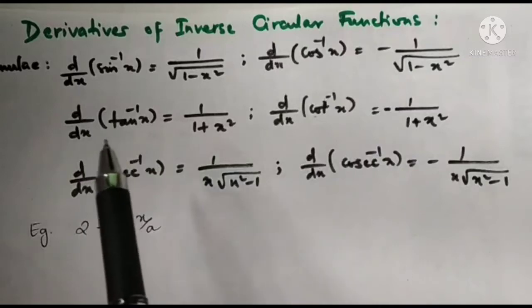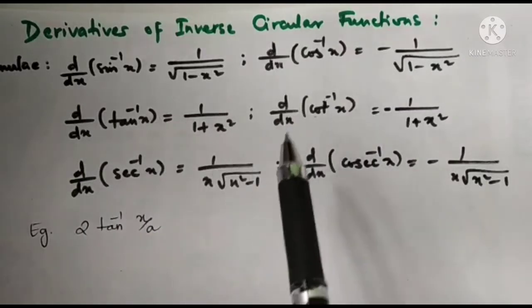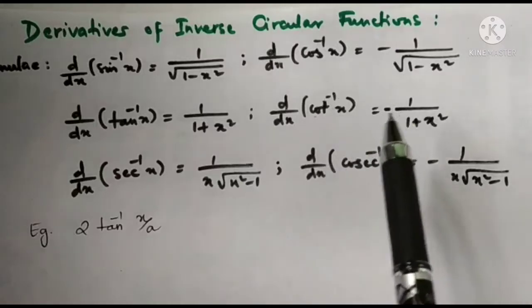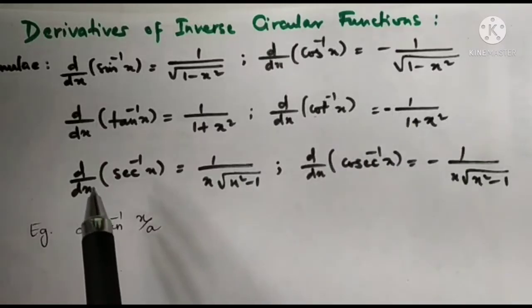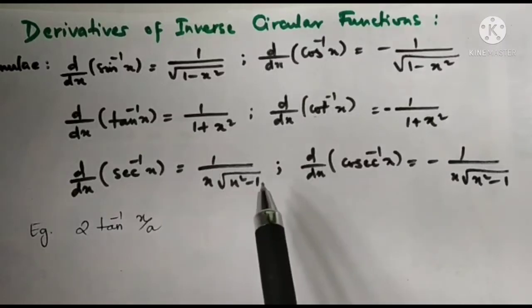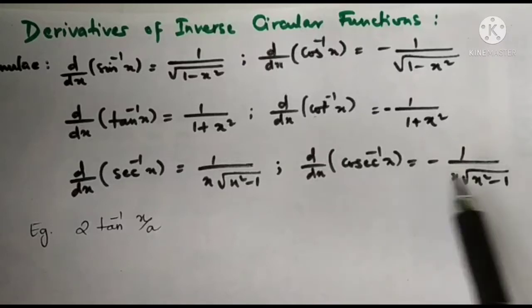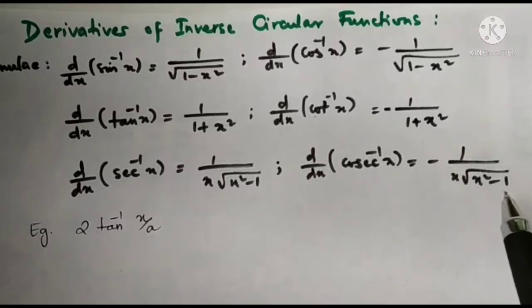Third one is d by dx of tan inverse x is equal to 1 upon 1 plus x square. D by dx of cot inverse x is minus 1 upon 1 plus x square. D by dx of sec inverse x is 1 upon x root over x square minus 1, and d by dx of cosec inverse x is minus of 1 upon x into root over x square minus 1.